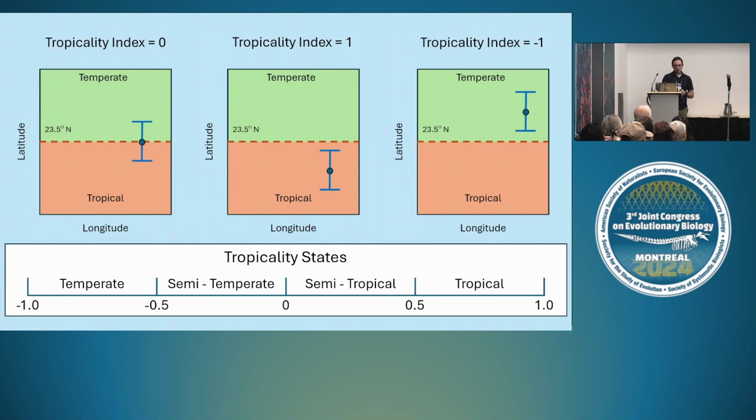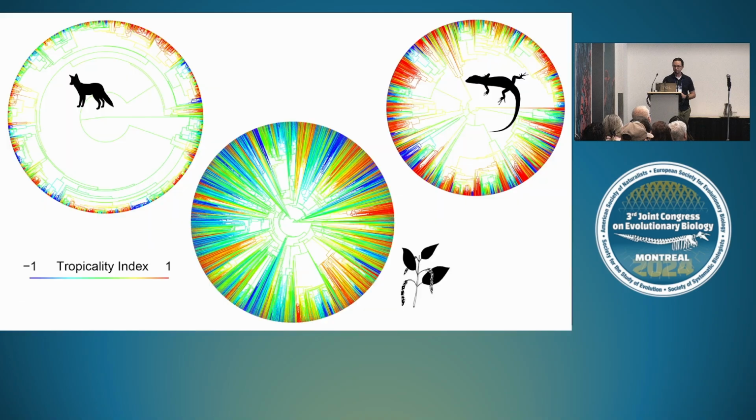So we calculated this tropicality index for more than 40,000 species. In order to describe evolutionary transitions in tropicality, we binned species by their tropicality index into 4 states: temperate, semi-temperate, tropical, and semi-tropical. Again, this followed the methodology of Kirchhoff et al.